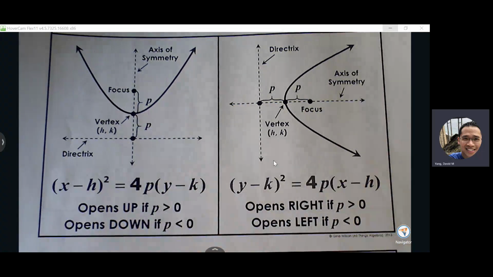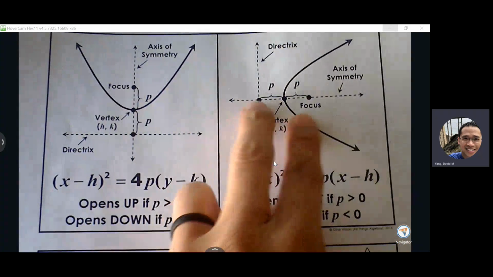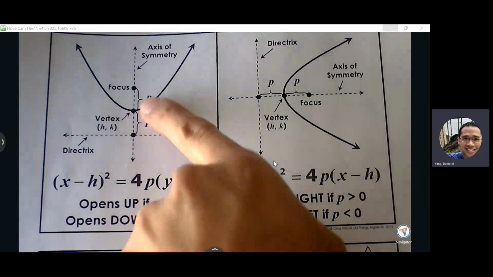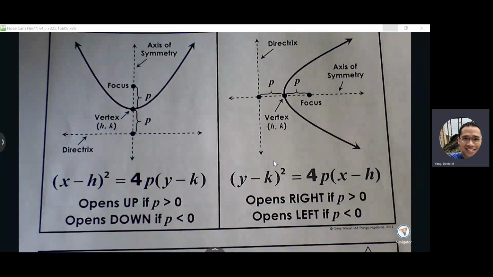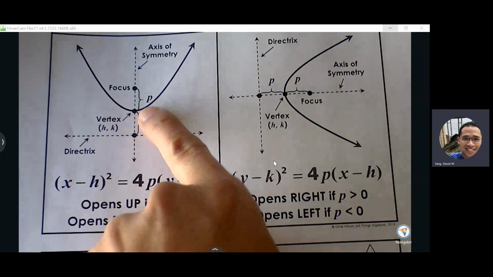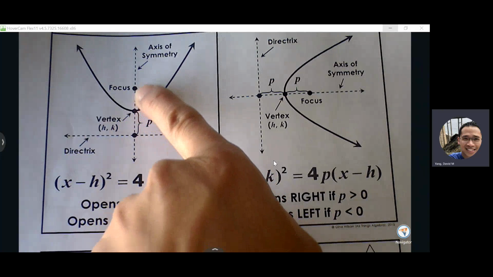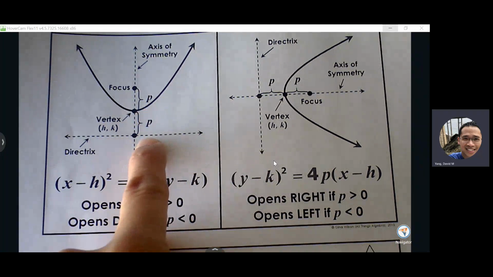There's also this important p-value, and the p-value allows us to find the distance between some important locations on the parabola. You have the vertex. The vertex is the lowest point, or the most extreme point on the parabola. In this case, it's the lowest point. And then we talked about how vertex to the focus is p units away, and vertex to the directrix is also p units away.